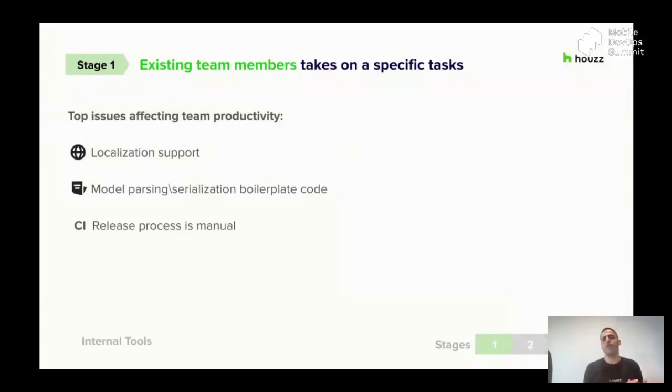And so the things that were impacting our team productivity were localization support, syncing all the strings in different languages to other services with translators, whether it was model parsing or serialization that we needed to write boilerplate code for, and it was daunting, error prone, and we wanted to improve that. And even CI, not just cloud CI, was not a thing back then.